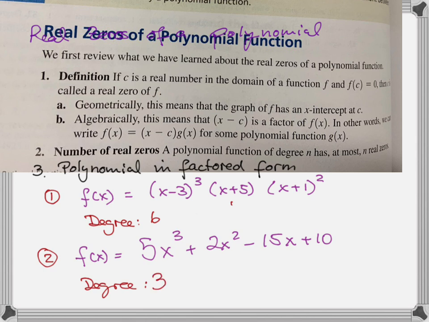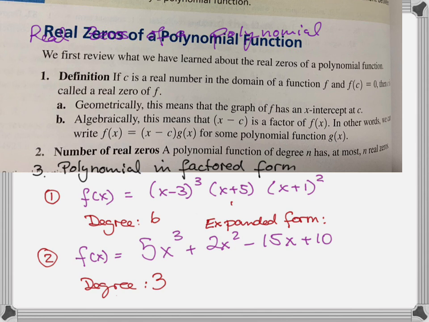Because the first one is in factored form, the second one is in expanded form. If I were to multiply my factors, that would lead into the expanded form. So if you have a polynomial that is already multiplied out, in expanded form, then the term with the highest exponent is your degree. Here you have to add them. Here you don't. Don't get that confused. Happens all the time.